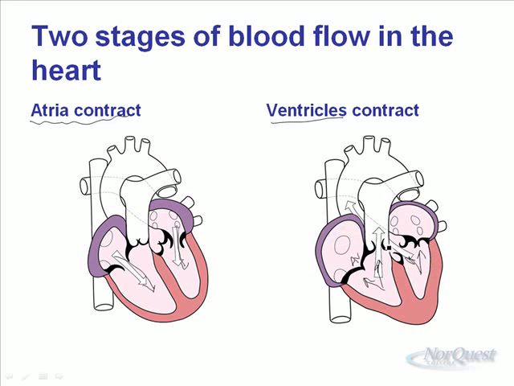Now the AV valves are going to slam shut, thereby preventing blood from flowing back into the atriums, and that's the lub sound. That's the first sound. So it keeps blood from going backwards, and so all the blood gets forced up into arteries. This is the pulmonary artery. Here is our aorta, but it's being forced up into arteries.